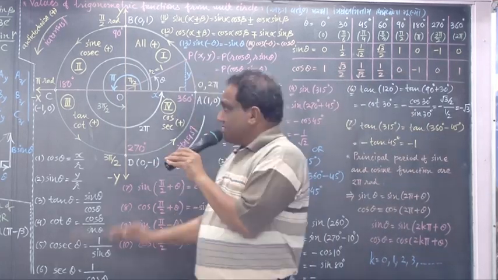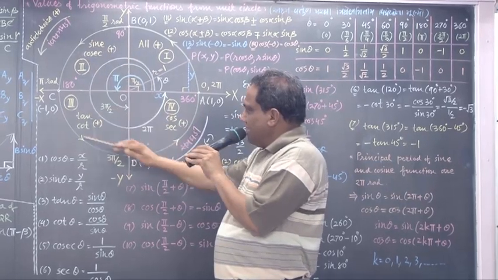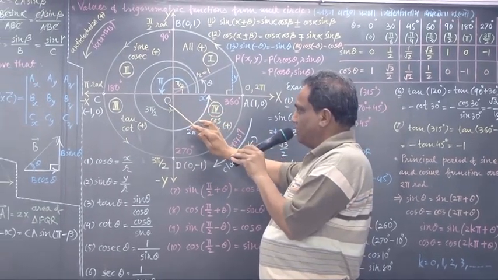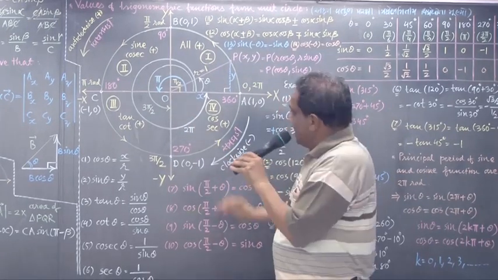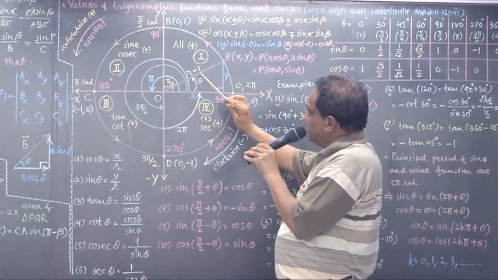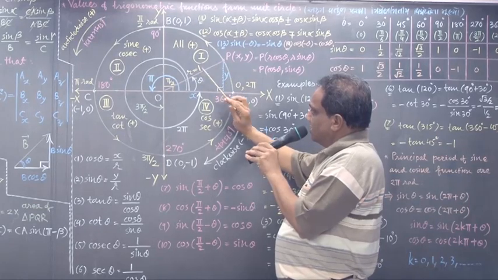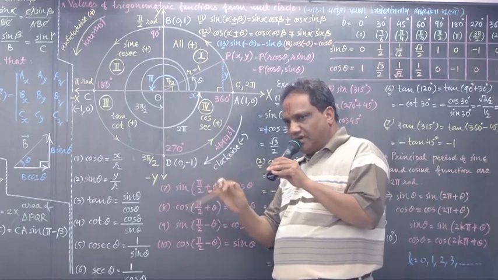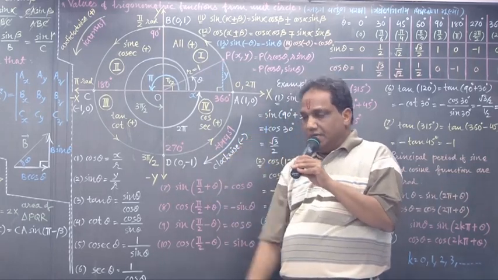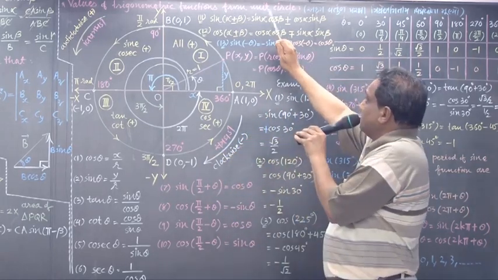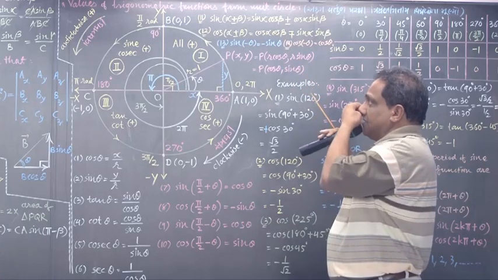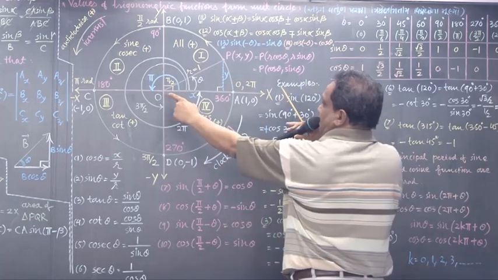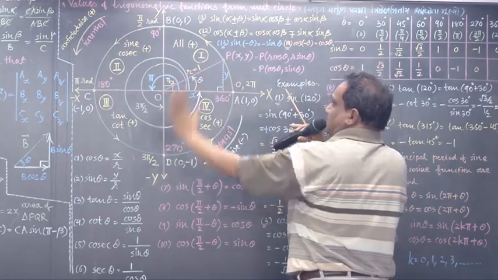Just consider a circle having center at point O, that is the origin, having radius 1 unit, might be 1 centimeter, might be 1 meter, whatever it is, 1. Okay, we call it a unit circle. Unit circle is that circle whose center is the origin and whose radius is 1 unit.